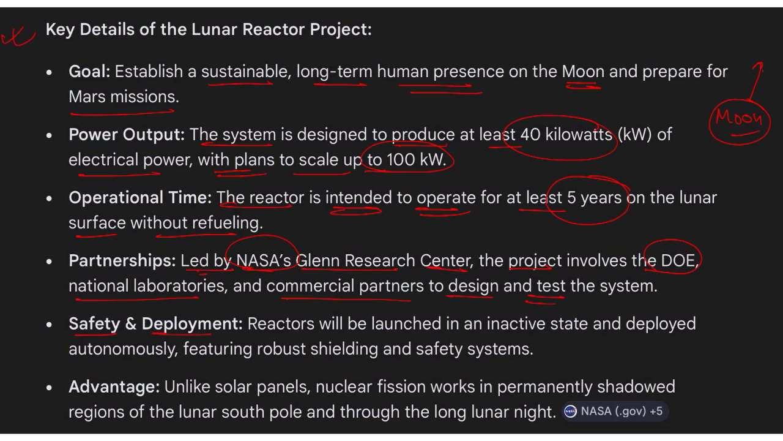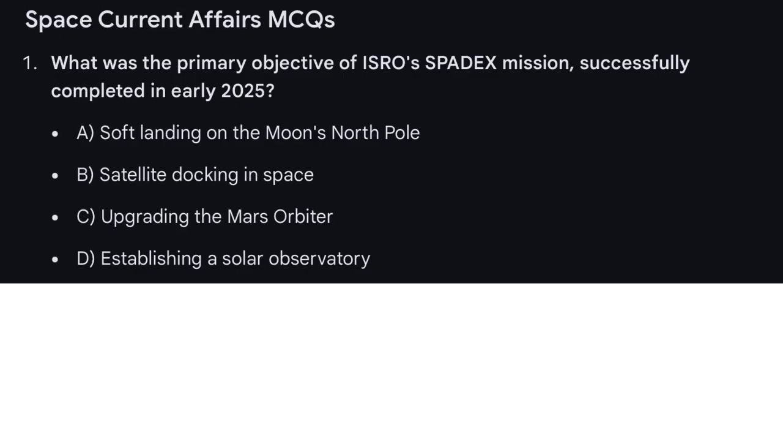Then safety and deployment. Reactors will be launched in an inactive state and deployed autonomously, featuring robust shielding and safety systems. And unlike solar panels, nuclear fission works in permanently shadowed regions of the lunar south pole and through the long-term lunar night. Right? Then students, let's move to some important MCQs that can be asked related to space.